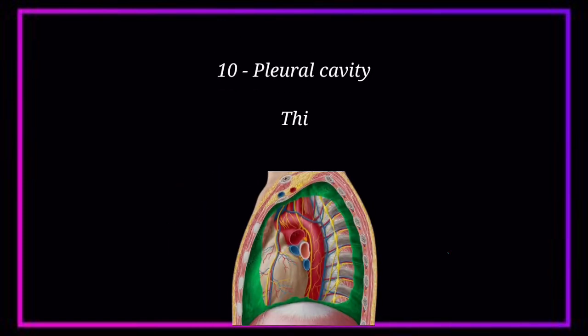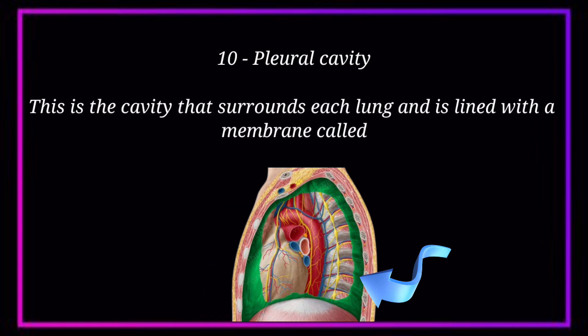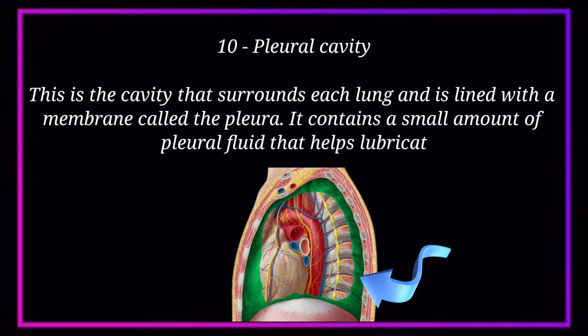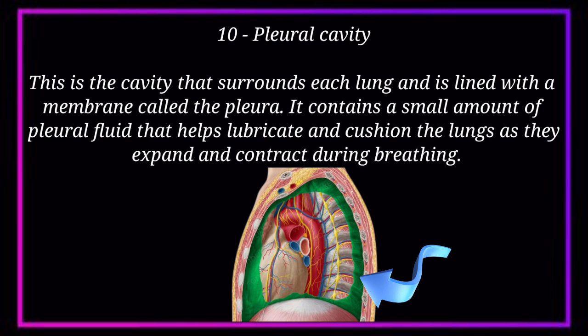Number 10. Pleural cavity. This is the cavity that surrounds each lung and is lined with a membrane called the pleura. It contains a small amount of pleural fluid that helps lubricate and cushion the lungs as they expand and contract during breathing.